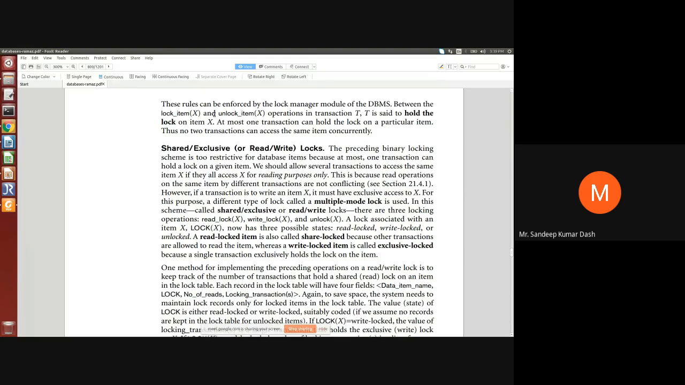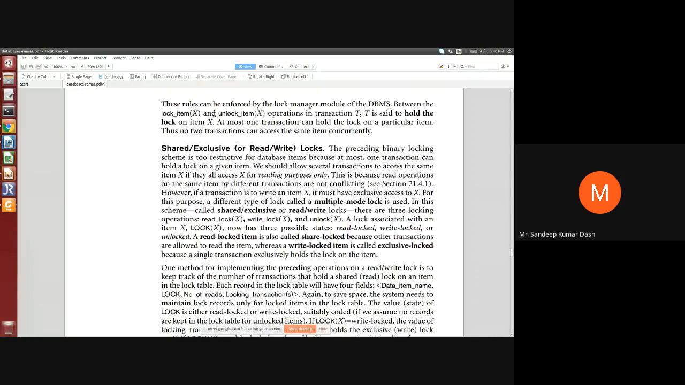They cannot write onto the data item or the variable. They can only read it. So shared means they can share and read, they cannot share and write. Write lock is not shared. Read lock is shared because the data item is getting read from the database by multiple transactions. That is allowed. But multiple transactions cannot write into the data item at a time.